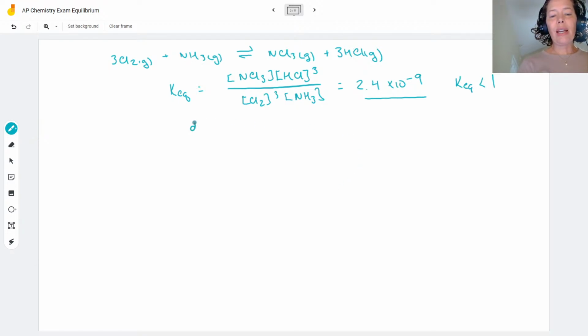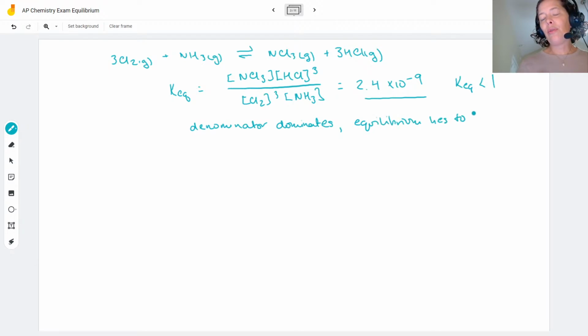So we'll say denominator dominates. That's like a tongue twister. Equilibrium lies to the left, or we have more reactants than products.